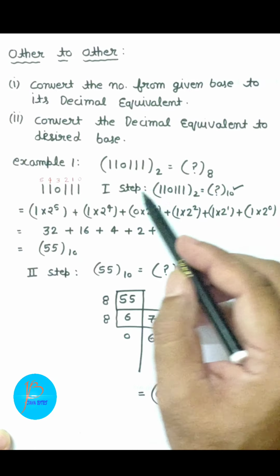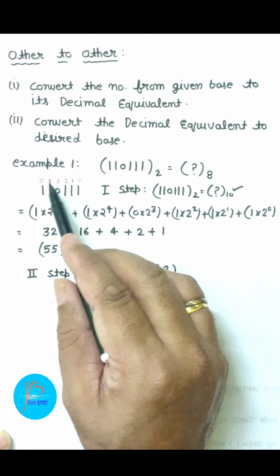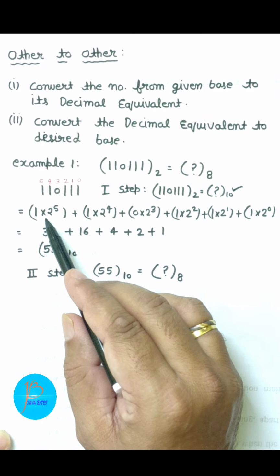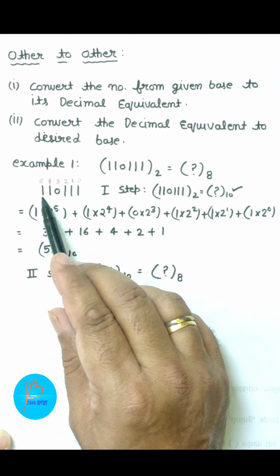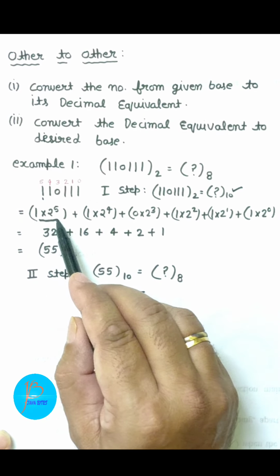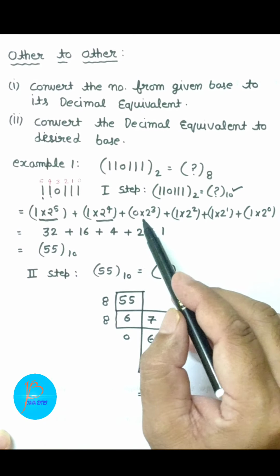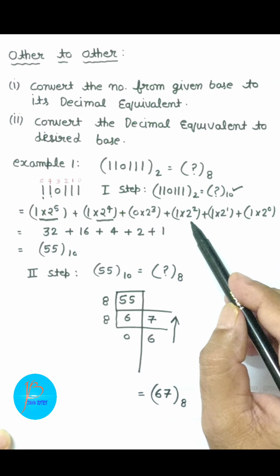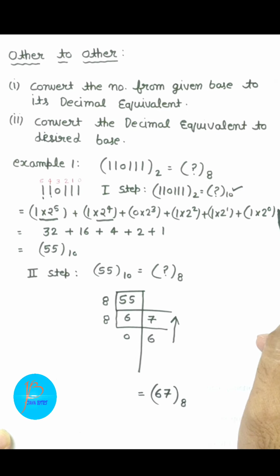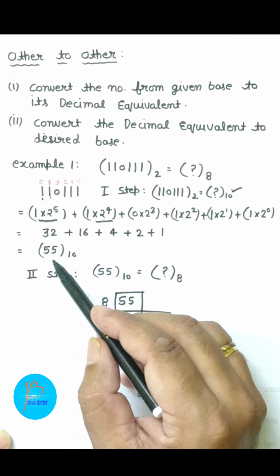Okay, and you know the process. First of all you will take the number and mark it 0 1 2, from right to left. After that you will solve all its digits. For example, the leftmost is 1 and its position is 5, so you will write 1 into 2 raised to the 5, then 1 into 2 raised to the power 4, then 0 into 2 raised to the power 3, 1 into 2 raised to the power 2. In this way, children, you will note down the expression for all its digits.